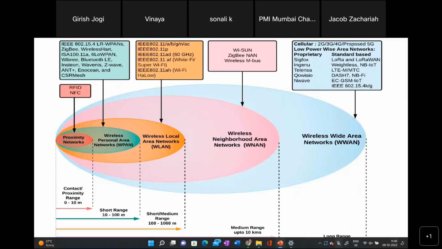Now, as we have seen, there are n number of requirements, and n number of protocols or technologies which are coming into the picture for satisfying the requirements of IoT applications. Earlier, we knew only about 3G or 4G technology, Wi-Fi or Bluetooth technology. To some extent, we now know about RFID or near field communication. So proximity networks, RFID or NFC, tap and go: when you are using your NFC card for paying for purchases, you are using a proximity network, which has a range of up to 10 meters.